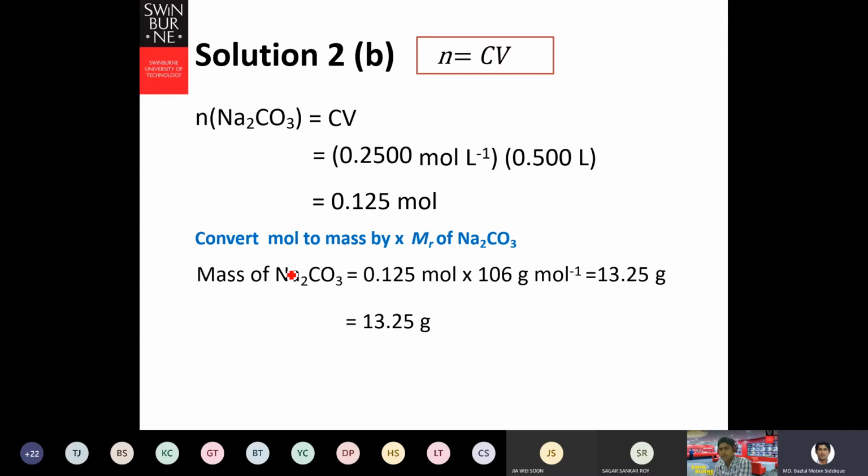And sodium carbonate means how many grams? Because sodium carbonate, as we discussed just now, is a solid form, right? So if it is a solid form, then the 0.125 moles that we calculated does not tell me how many grams it is, unless I multiply it with its molecular mass, that is 106 gram per mole, and then it will be 13.25 gram. All right, so I have to take 13.25 gram.